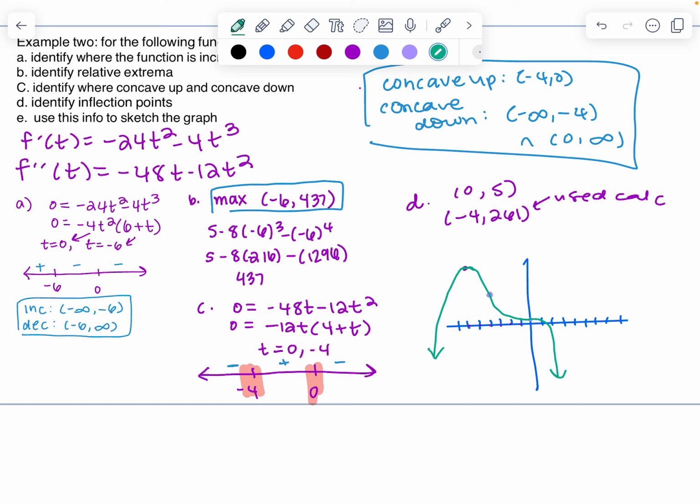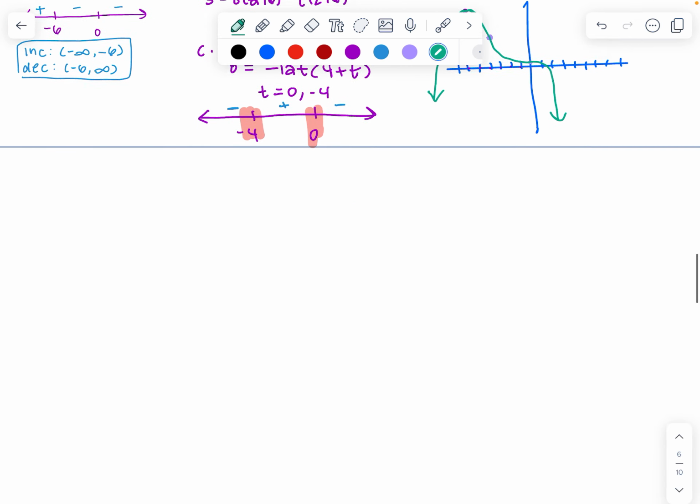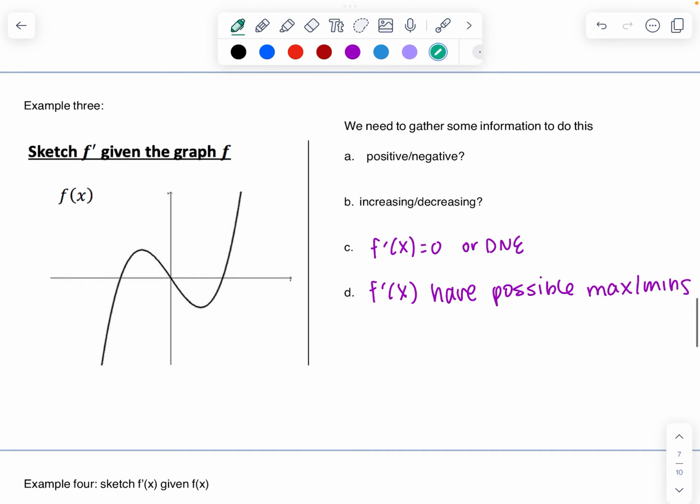And we're going to do one more example. Hopefully this one will not be as long. We will see, it could possibly be just as long. But now, everything that we've been doing, we've been sketching the original function using pieces of information from the first derivative and the second derivative. But now we want to actually sketch f prime of x, which is the derivative, given the graph of f of x.